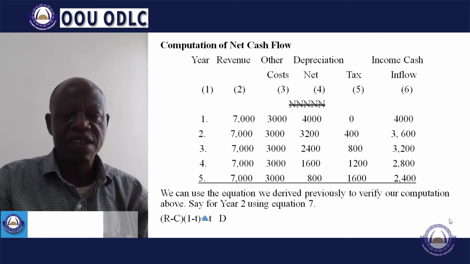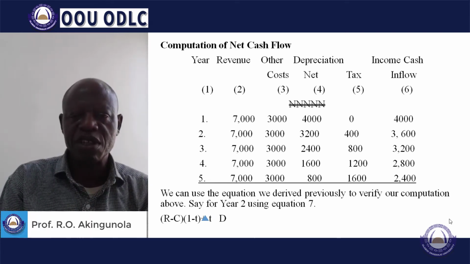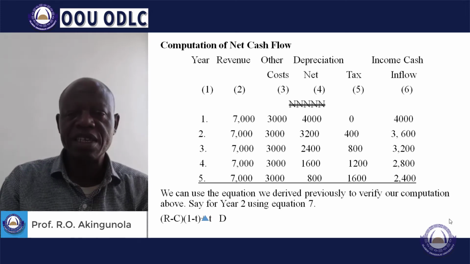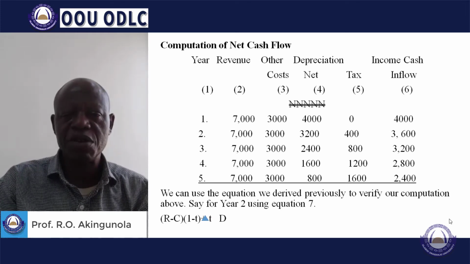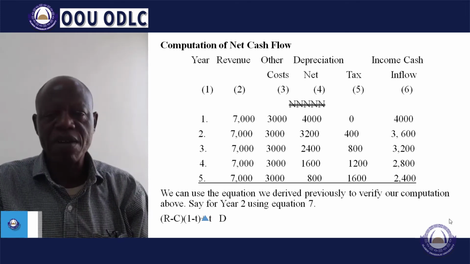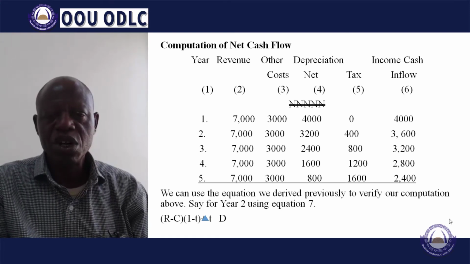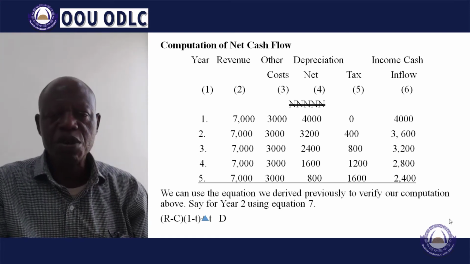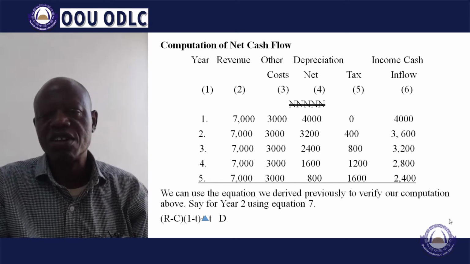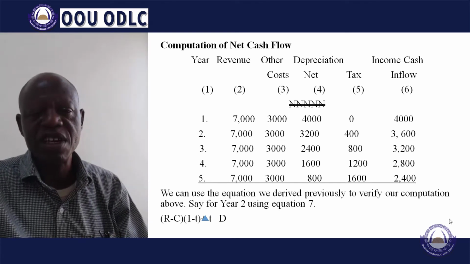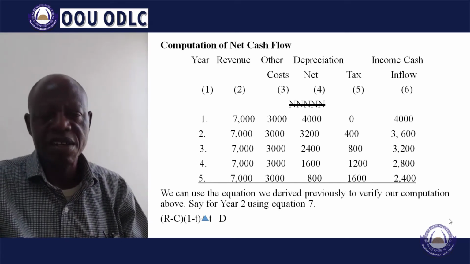You remove 3,000 naira. What are you left with? You are left with 4,000. If you still remove your tax from 4,000 naira, what will you get? The tax is zero now. If you remove the tax of zero from your 4,000 naira, what do you get? You get 4,000 naira. And that's how we arrive at 4,000 naira in the first instance there.